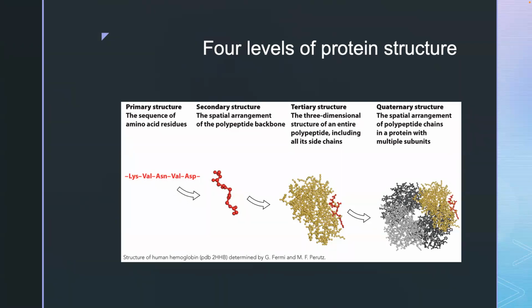Next, you can have a quaternary structure. So not all proteins have quaternary structure, but this is the spatial arrangement of different polypeptide chains in a protein that has multiple subunits. So sometimes you'll hear about proteins having multiple subunits. Again, we'll kind of talk about that here in a minute.